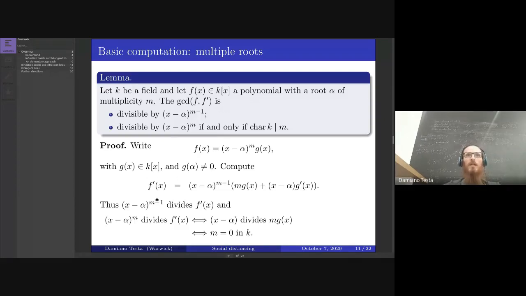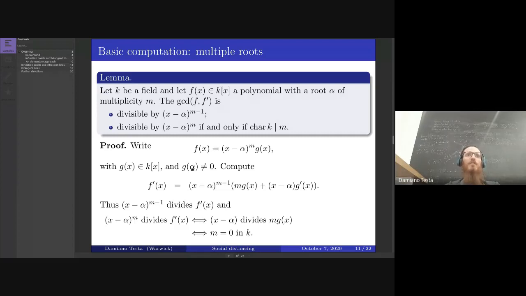We compute the derivative and get this expression here. So clearly (x minus alpha) to the m minus 1 divides the derivative. The statement that the GCD of f and f prime is divisible by (x minus alpha) to the m is just the statement that (x minus alpha) to the m divides f prime, because obviously it divides f by assumption. So when does (x minus alpha) to the m divide f prime? Well, we've already written f prime like this, so the m minus 1 factors are already taken care of. We just want x minus alpha to divide this part here, so it's just when x minus alpha divides m times g.